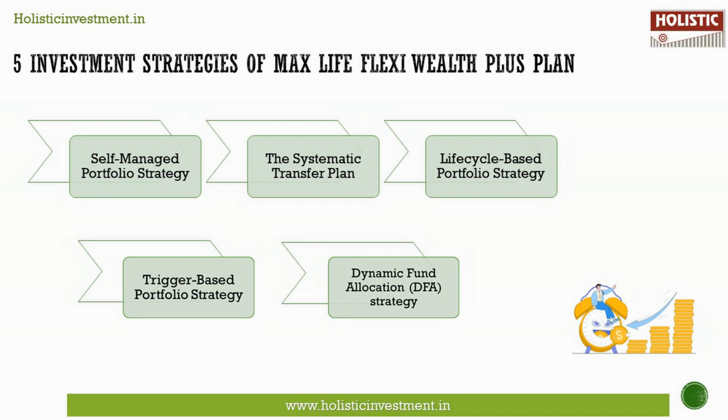And in the fourth strategy, the trigger-based portfolio strategy, the strategy can help you to secure your gains because primarily this investment strategy distributes the equity and debt in the ratio of 75% to 25%. At each monthly anniversary of the policy, the portfolio will be rebalanced and funds will be reallocated depending on a predefined trigger event. The last and the fifth strategy is called the Dynamic Fund Allocation (DFA) strategy.